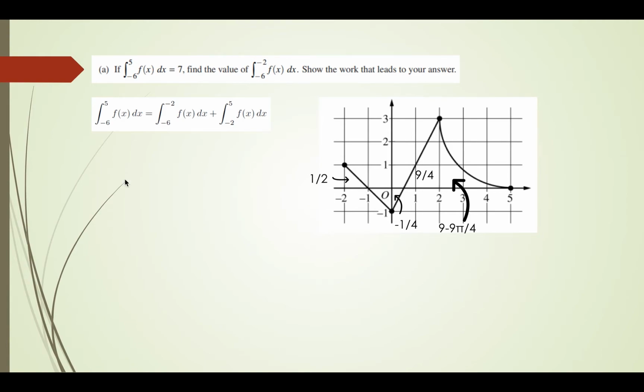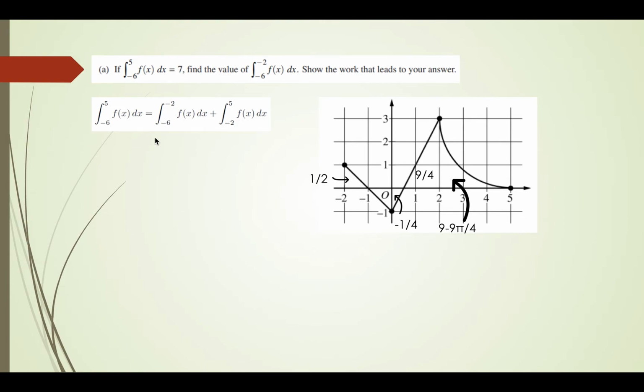And the reason I did that is because they wanted us to find the integral from -6 to -2, which is this piece right here. And they told us what the whole integral is. So I know that this piece we're looking for plus this piece right here, which we can find using all these areas, is going to equal the whole thing, which is also equal to 7.